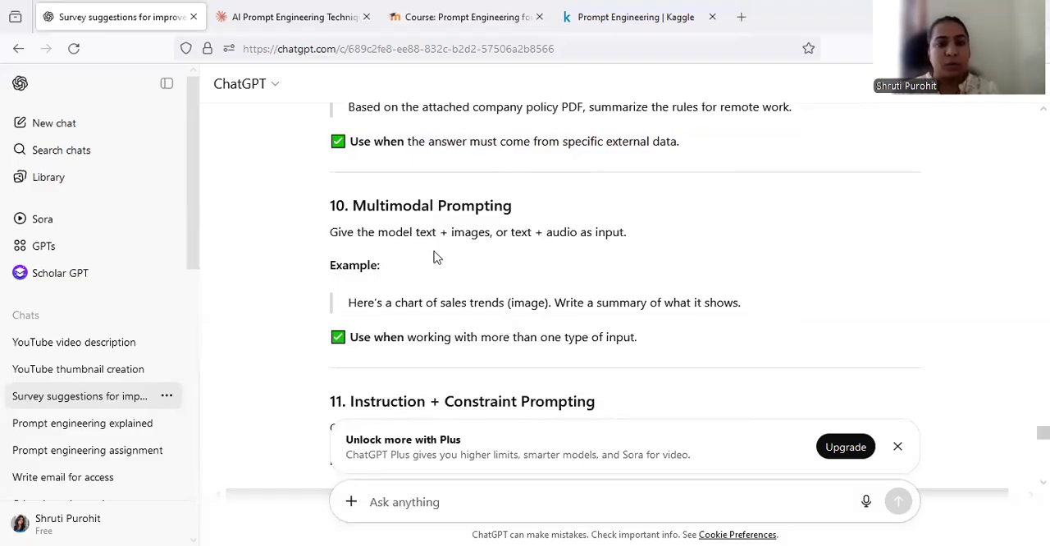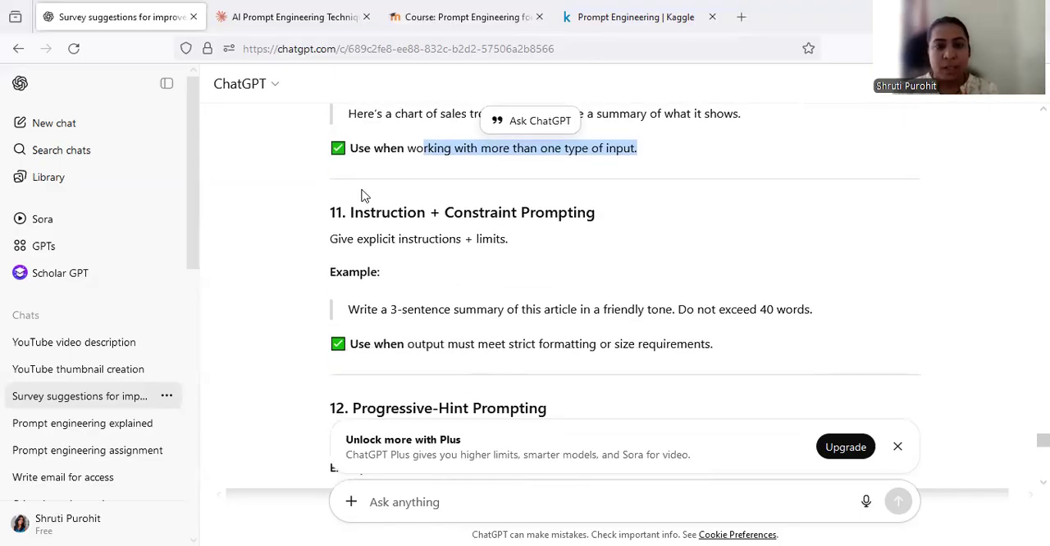Multimodal: give the model text, image, or text plus audio as input. So there are different formats of data, where we are providing a combination of formats, text and image, text and audio, text and video. Such prompting is multimodal prompting. If you are working with more than one type of input, where the input data types are different, then it will be multimodal prompting. You are already doing these things, but you may not be aware that this kind of prompting has this name.